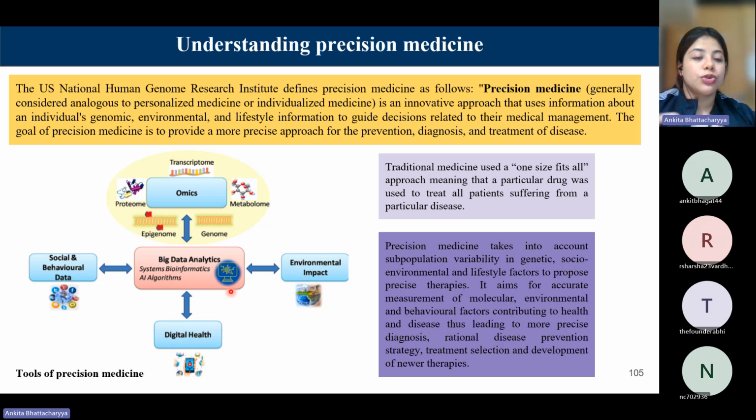All of this information, not about just one individual, but about individuals within a certain population, within a certain country or a cohort, is collated and used for analysis and as a platform for screening patients for different types of treatments. It involves the use of technology like big data, AI algorithms, and systems bioinformatics. So you basically create a repository of information. You have a huge database of information about cancer patients or about patients in general.